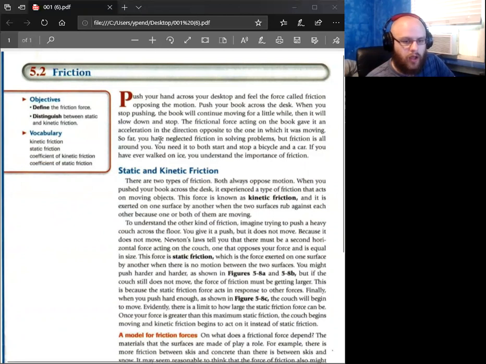So far, you have neglected friction in solving problems, but friction is all around you. You need it to both stop or start a bicycle and a car. If you have ever walked on ice, you understand the importance of friction. Now, ice is very slippery, right? So does that mean that it doesn't have a lot of friction? I think that the article will likely talk about how different surfaces might affect this frictional force then.